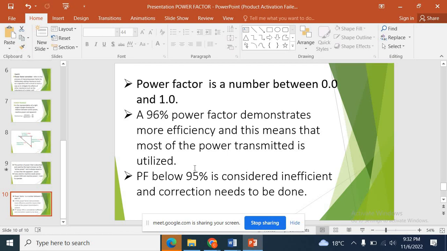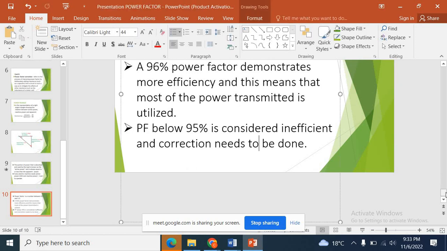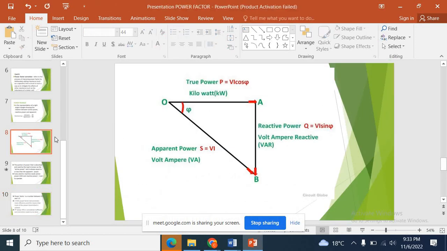And for the power factor to be improved, it should be at least near 1. It should not be 100%, so it should be somewhere near there. For that, it needs some correction, and the correction can be done by adding capacitors. And that's all about the power triangle.